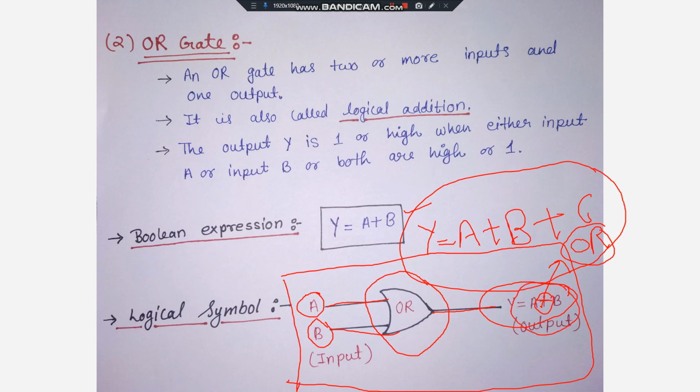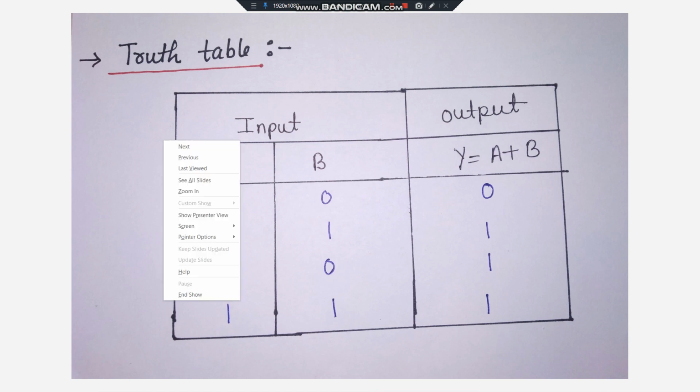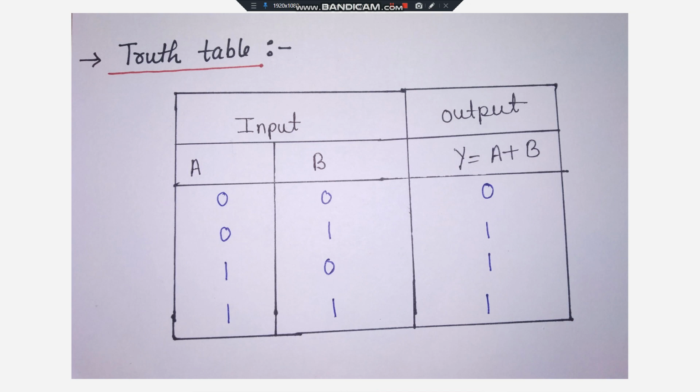We will read like this: A or B. Okay, so I hope you have understood up to this. Now we will see the truth table of OR gate. So as I discussed with you all, the statement of OR gate is, if any one of the inputs is high, so here B is high, here A is high, or both the inputs are high.